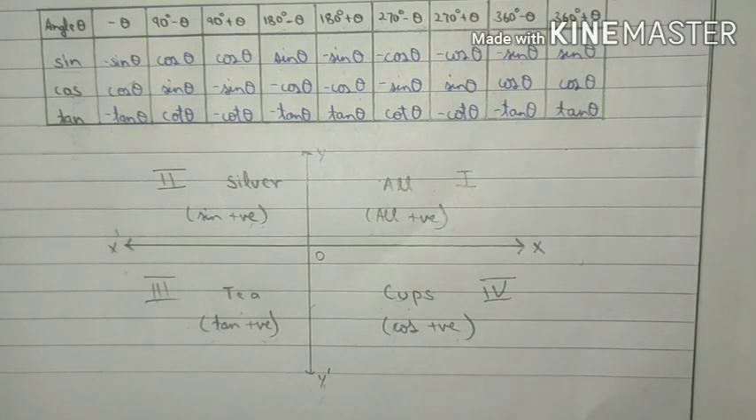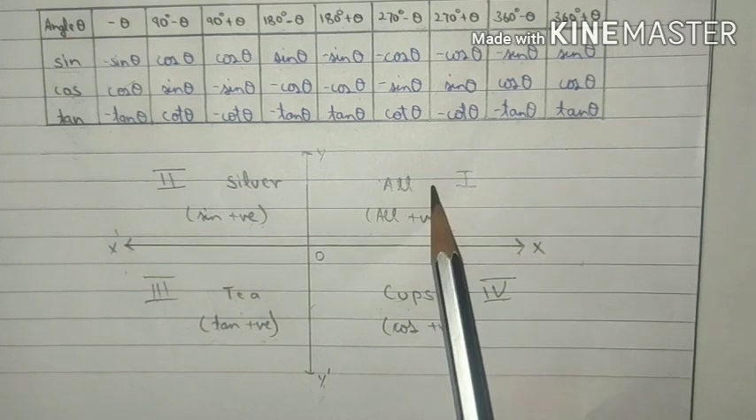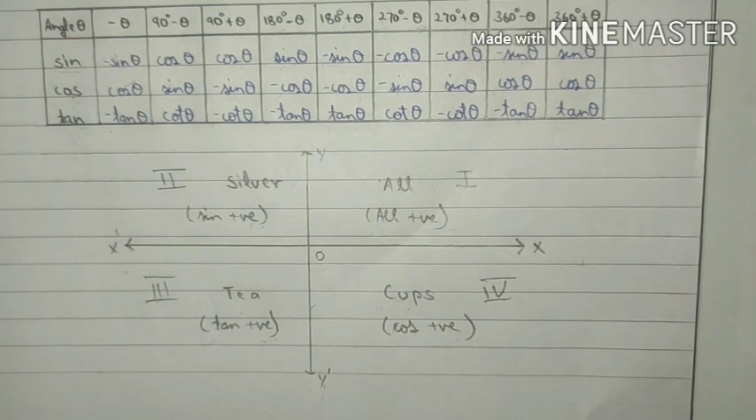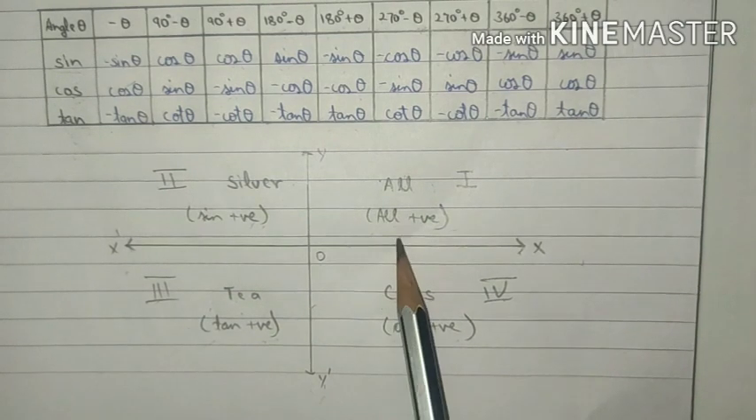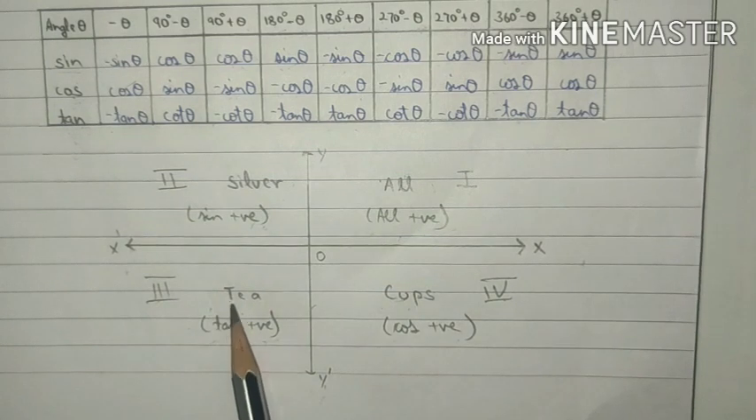There is an easy way to learn this thing. All silver tea cups. We are moving in anti-clockwise direction. All silver tea cups. All means all positive, silver means sine positive, tea means tan positive, and cups means cos positive.